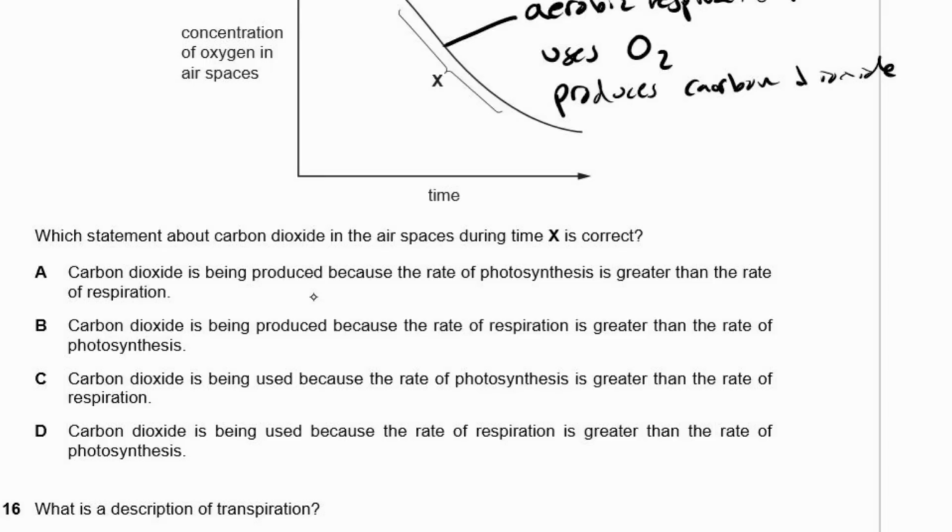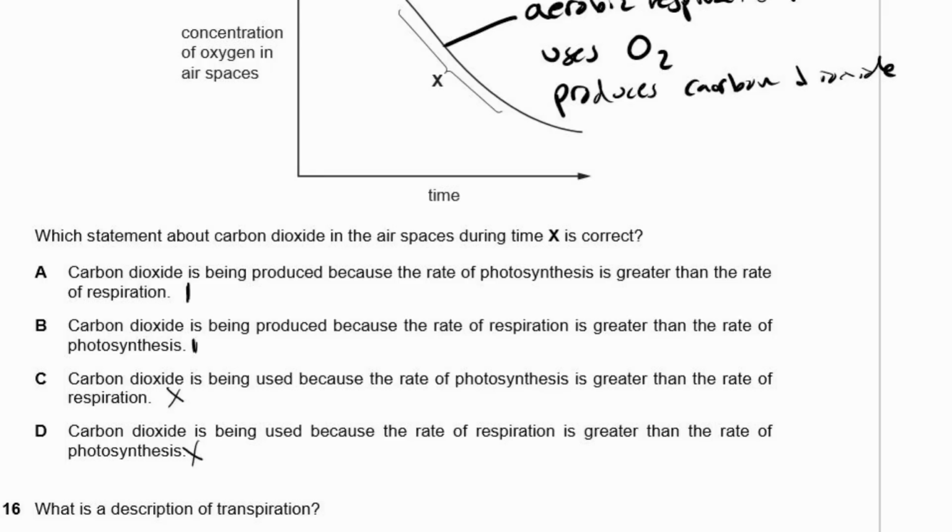Well, it looks like it's being produced because respiration produces carbon dioxide. So this is an option. And this one, carbon dioxide is being produced, that's also an option. Carbon dioxide is being used up? Nope. Carbon dioxide is not being used up. So it's not C or D. Okay, now let's look at the because. Because, for A, the rate of photosynthesis is greater than the rate of respiration.